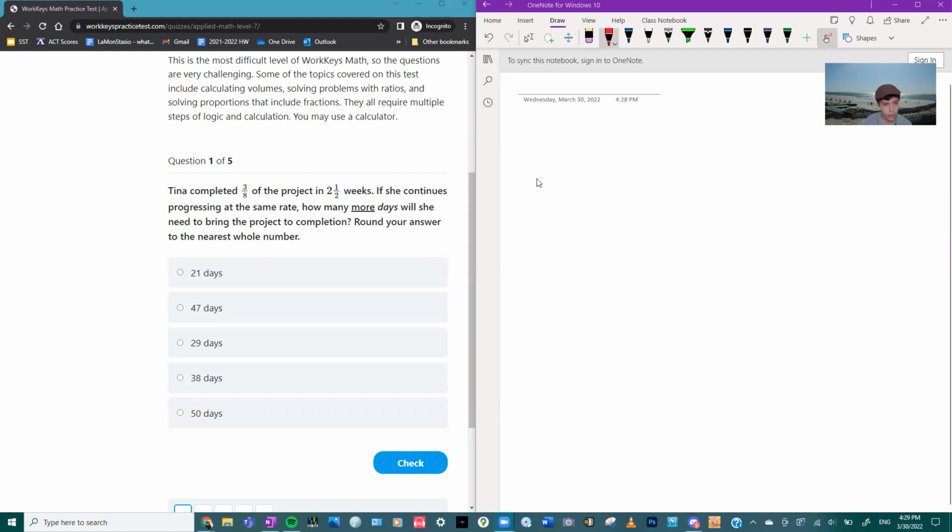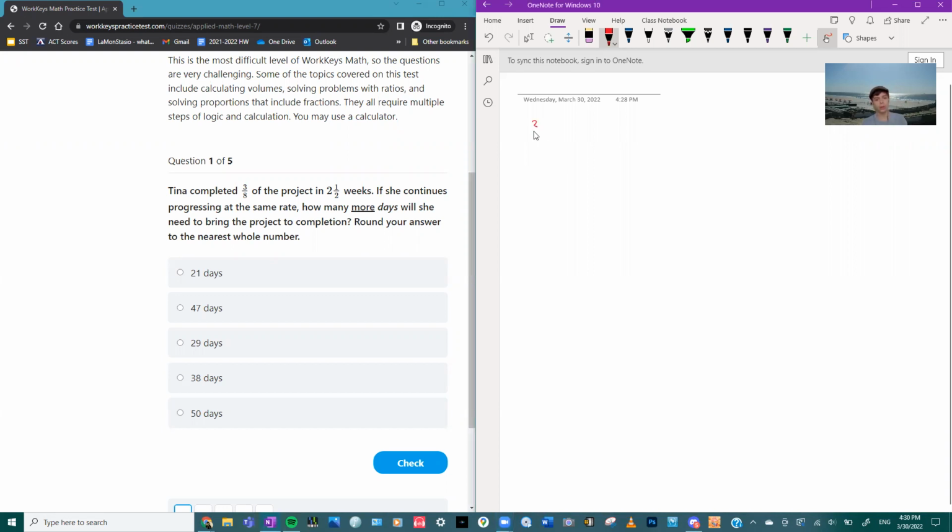Tina completed 3/8 of the project in 2.5 weeks. Doesn't really matter what project, that's not the point of the question. If she continues doing this at the same rate, how many more days will it take for her to complete the project? Round your answer to the nearest whole number. So always what you need to do is write down what you know. All right, what do we know?